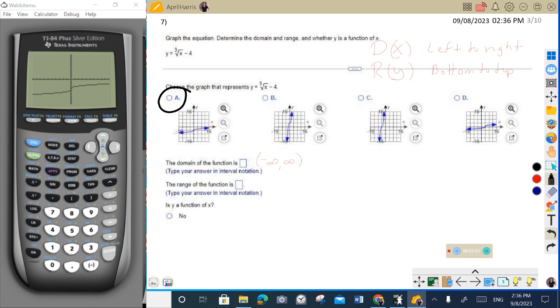So if you're looking, it's going down forever, it's going up forever, very slowly, but it is. So that's also negative infinity to infinity. And it wants to know, is it a function? Is Y a function? Well, yeah, I know it is because it's in the families of functions, but it passes the vertical line test. So it is a yes.